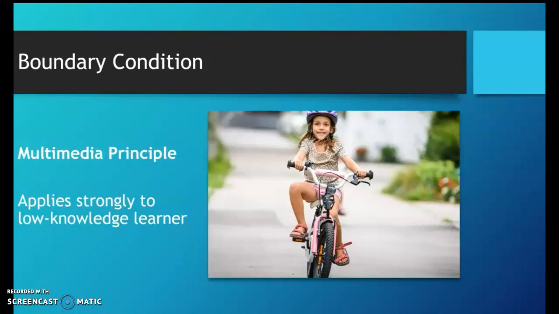One thing about the multimedia principle, Mayer discovered a boundary condition. It applies strongly to low knowledge or new learners. The idea is that a high knowledge learner, someone who has already been exposed to the information before and is learning more details or related material, already has a picture or visual representation in their mind. So providing a picture doesn't help, because those connections between the visual and verbal model are already there.